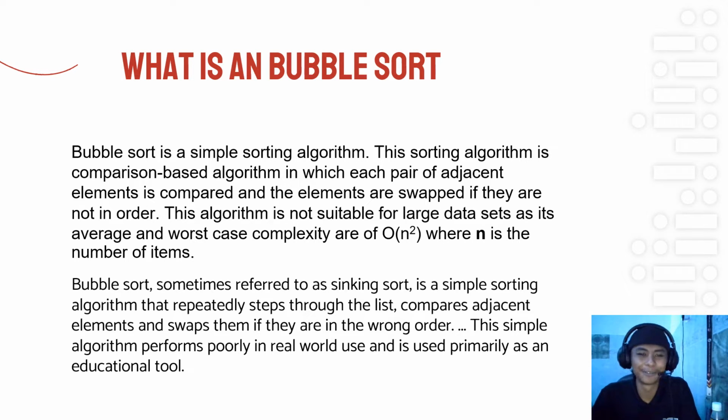Bubble sort, sometimes referred to as sinking sort, is a simple sorting algorithm that repeatedly steps through the list, compares adjacent elements, and swaps them if they are in the wrong order. This simple algorithm performs poorly in real world use and is used primarily as an educational tool.